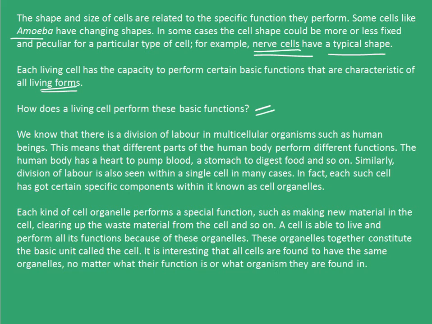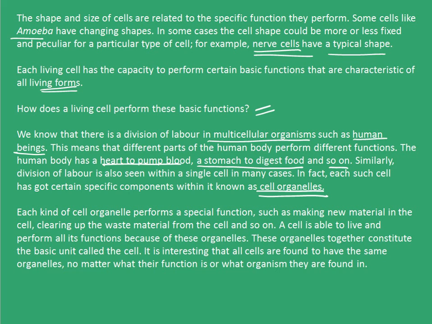We know that there is a division of labor in multicellular organisms such as human beings. This means that different parts of the human body perform different functions. The human body has a heart to pump blood, a stomach to digest food, and so on. Similarly, division of labor is also seen within a single cell in many cases. In fact, each such cell has certain specific components within it which are known as cell organelles.